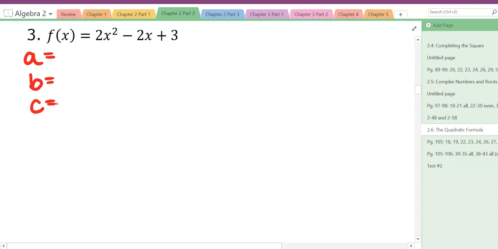So what's your A for this problem? B, -2, and C, 3. Okay? Take a minute and try to plug in those values into your equation. You don't have to solve it, I just want you to try to plug in the pieces yet.